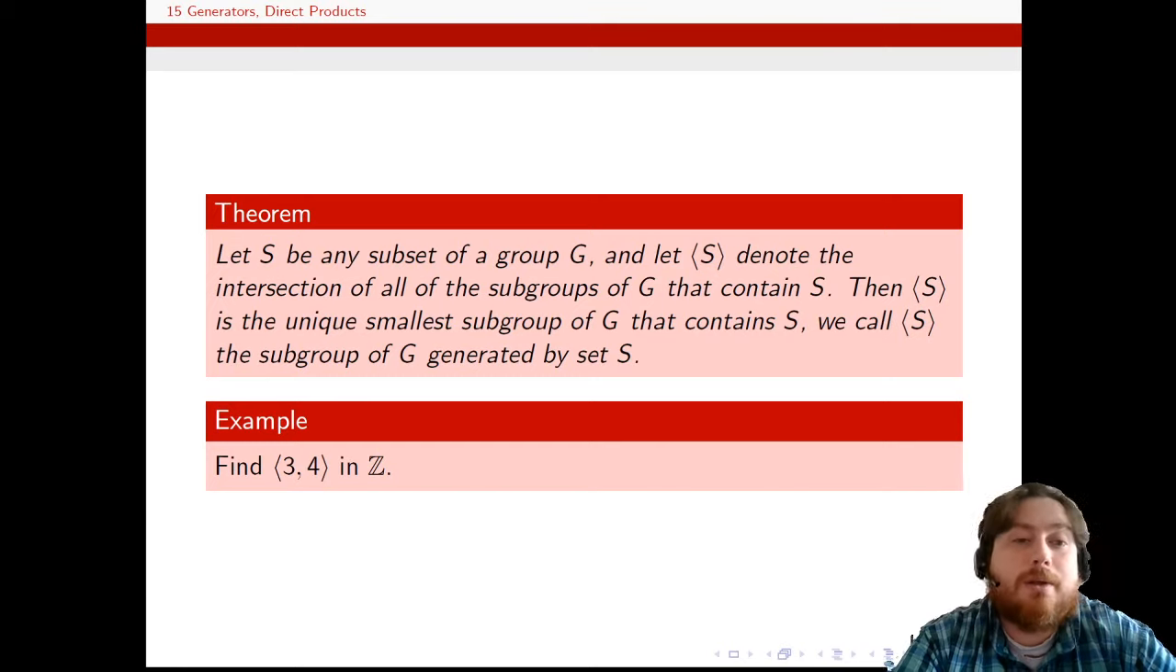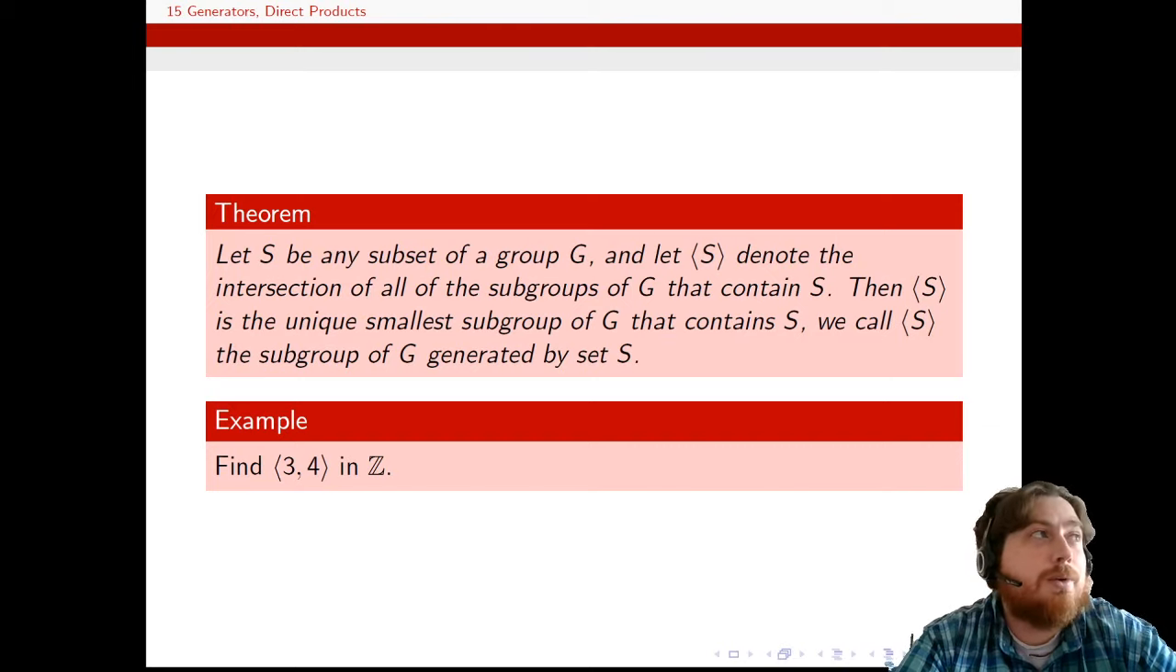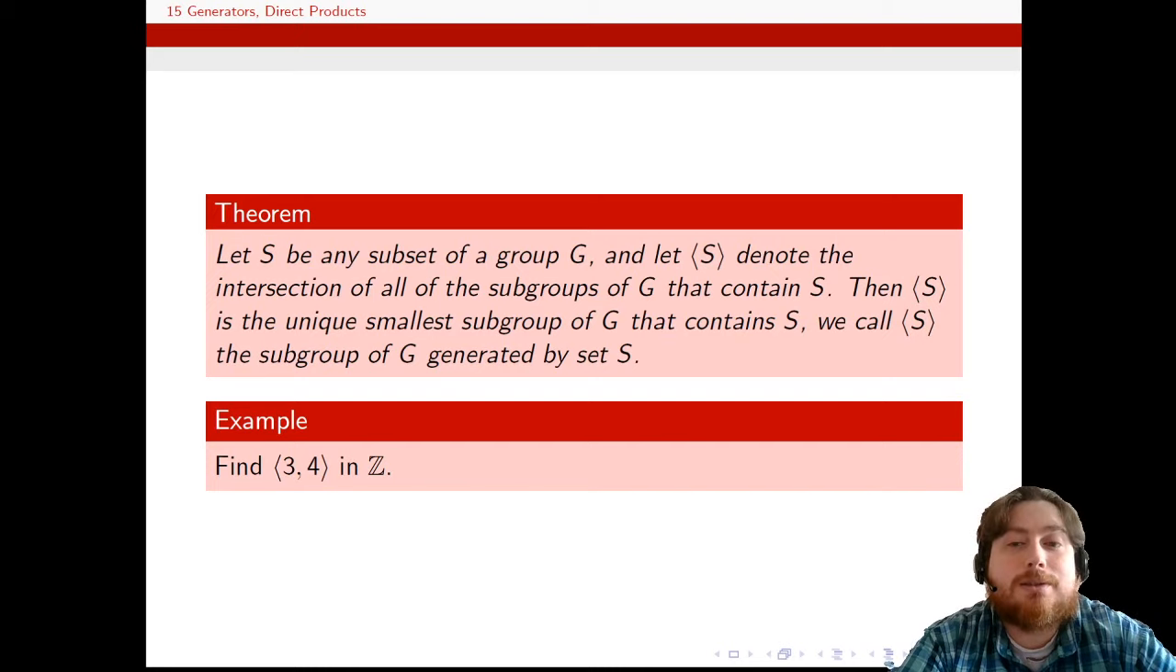So what we would do here is find all of the groups that contain S, and then find the intersection of all of these. The intersection will be a group because each of those was a group. Since the intersection is smaller than any containing group, it will have to be the smallest group containing S. So there will have to exist a unique subgroup of G which is the smallest subgroup containing S, and that's what we're going to call the subgroup generated by S.